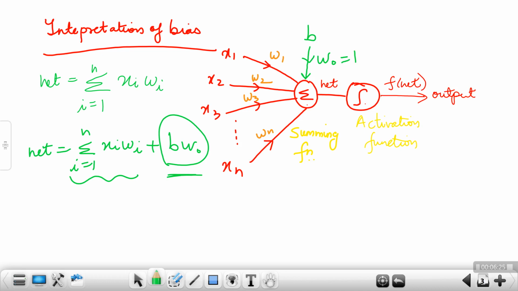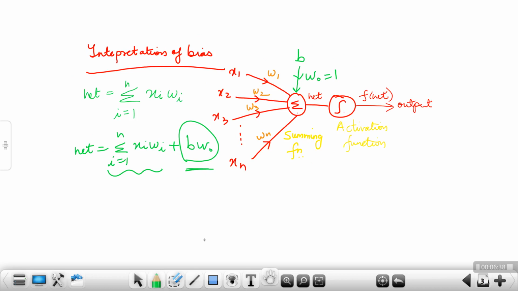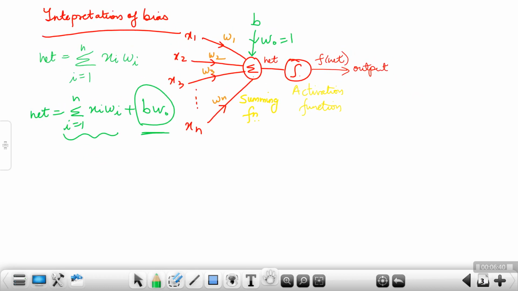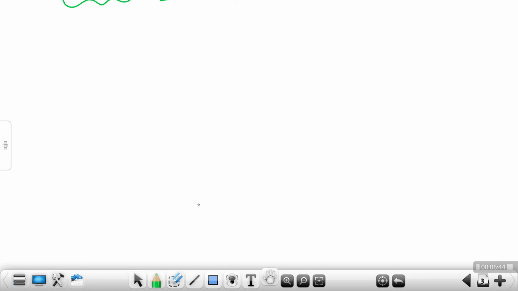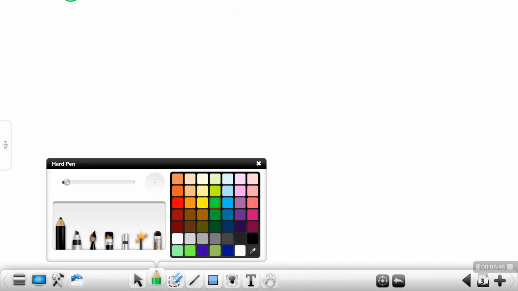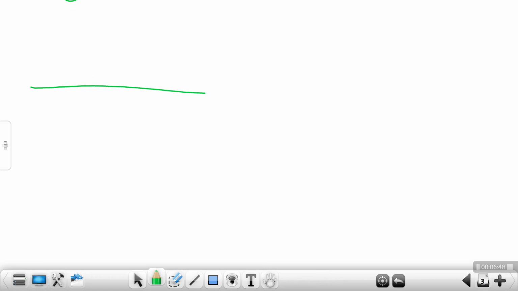So now what is the function? Most of the time this is used so that the activation function can be varied. Now why do activation functions need to be varied? We have seen the different activation functions, and most of these activation functions will be centered around 0.